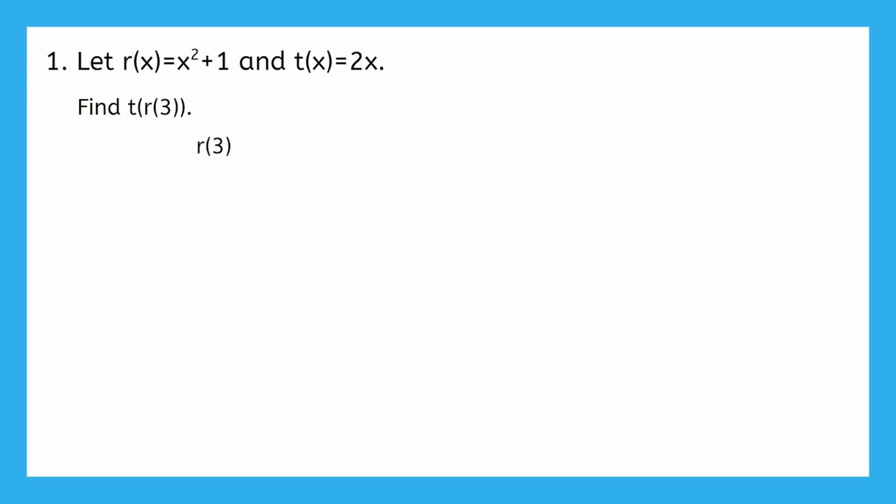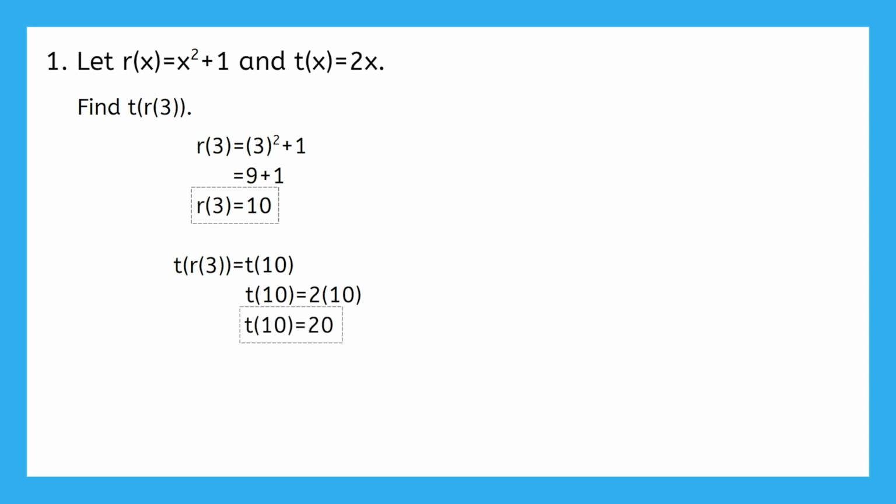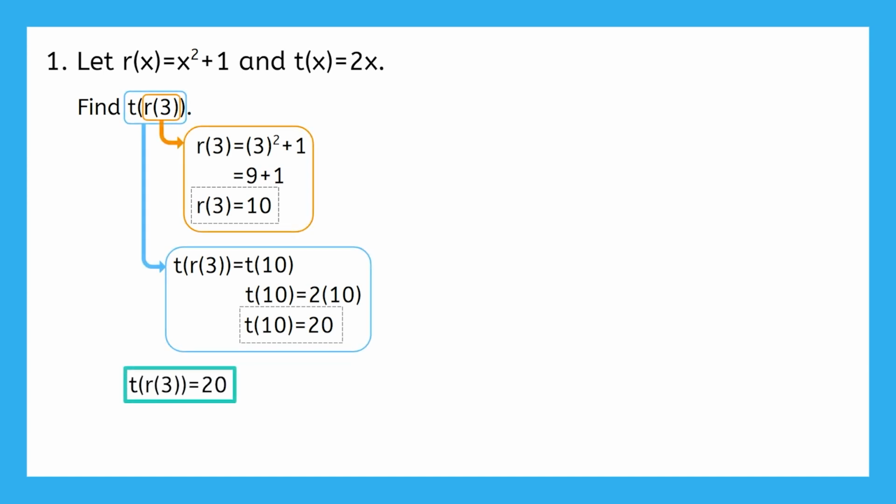After using function r, substituting in 3 for x, and simplifying, we find that r of 3 equals 10. That output of 10 now becomes the input for the next function to evaluate, which means that t of r of 3 is the same thing as t of 10. And after using function t, substituting in 10 for x and simplifying, we find that our final output is 20. So t of r of 3 is equal to 20.